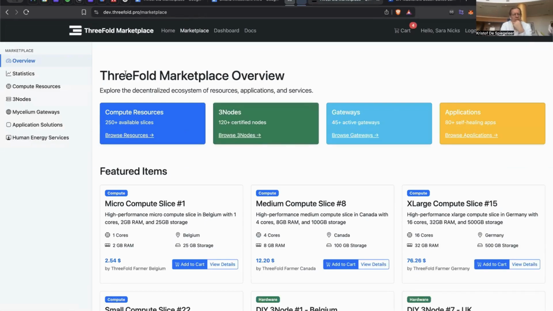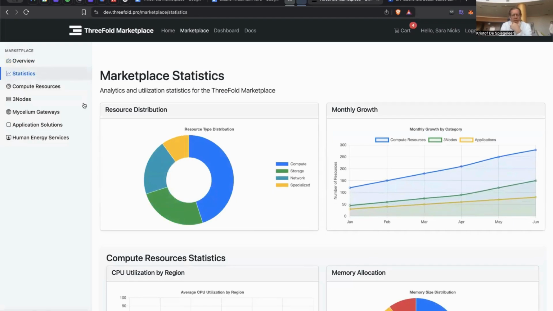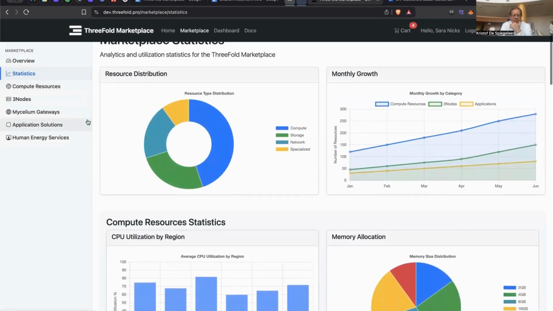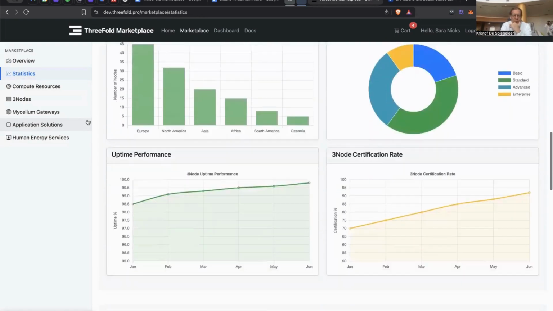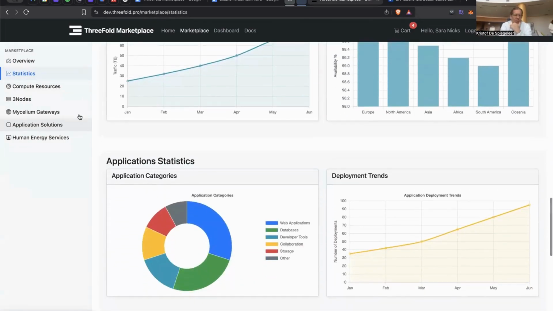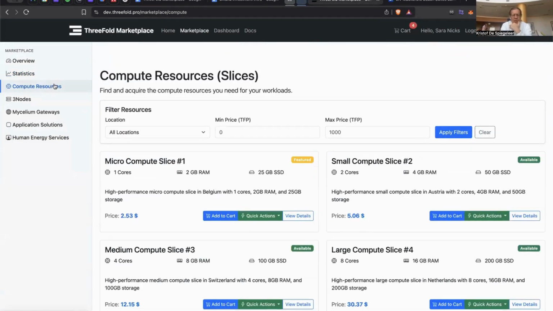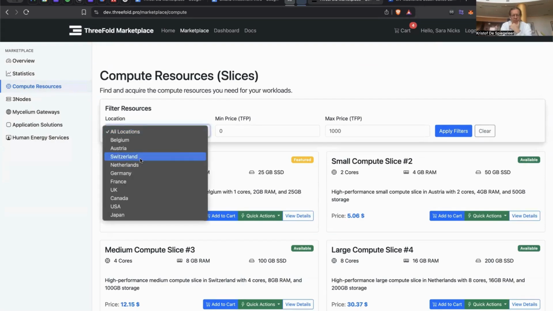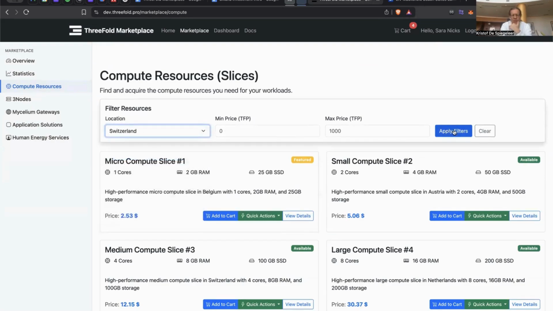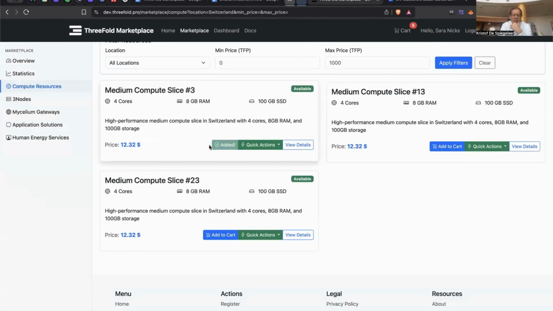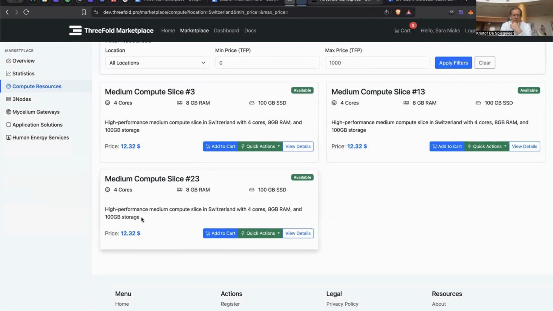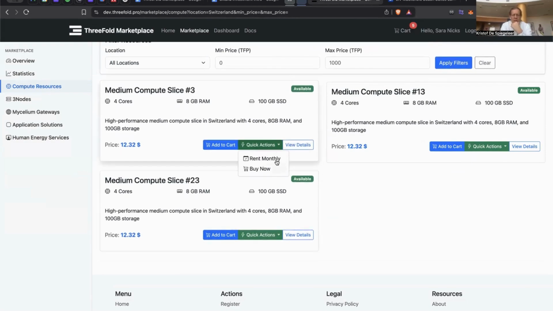If I go to the marketplace, there are statistics, so I can see statistics about the marketplace, what's going on around it, pricing, nodes, uptime, and you have multiple things you can buy. You can buy compute resources. These are these slices. So I can look for, in this case, Switzerland, the minimum price, and so on. You can add it to your cart. So now I have multiple things in my cart. I can rent it monthly.